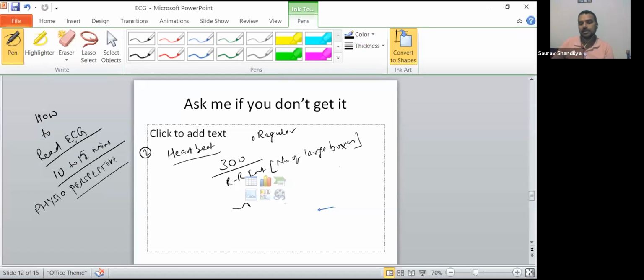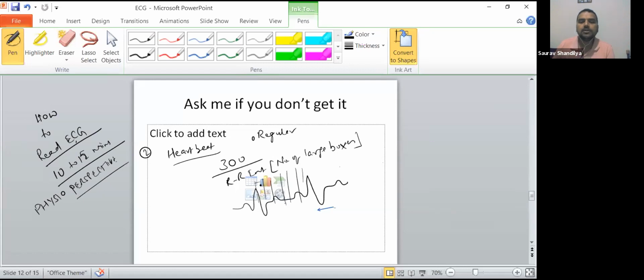So suppose you have a P wave, Q wave, R, S, and then T again. Again you are going, again you have a P wave, Q wave, R, S. Again you are going to a T wave again. So what happened here? You will have a number of boxes, right? Right?